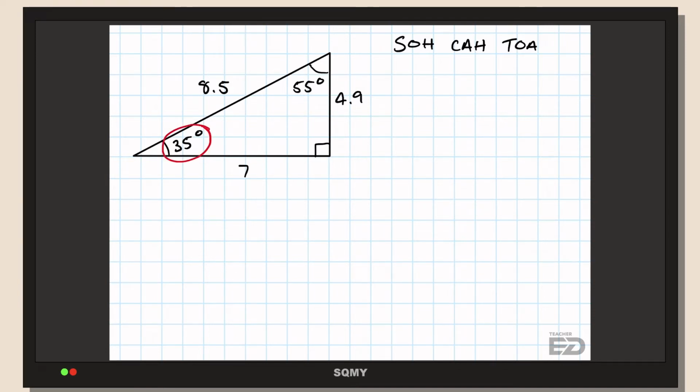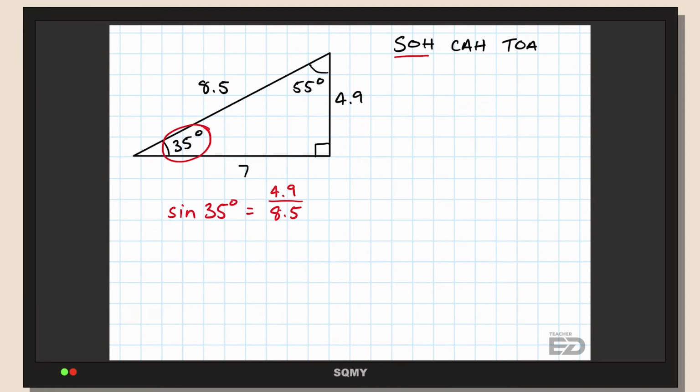And I'm going to use red for the 35 so we can keep the 35 degrees and the 55 degrees separate. So let's start off with sine. We'll start off with SO in our SOH CAH TOA. We know that sine is opposite over hypotenuse. So we're going to say sine 35 is equal to the opposite, which is 4.9, over the hypotenuse, which is always opposite your 90 degrees. So there's one ratio.